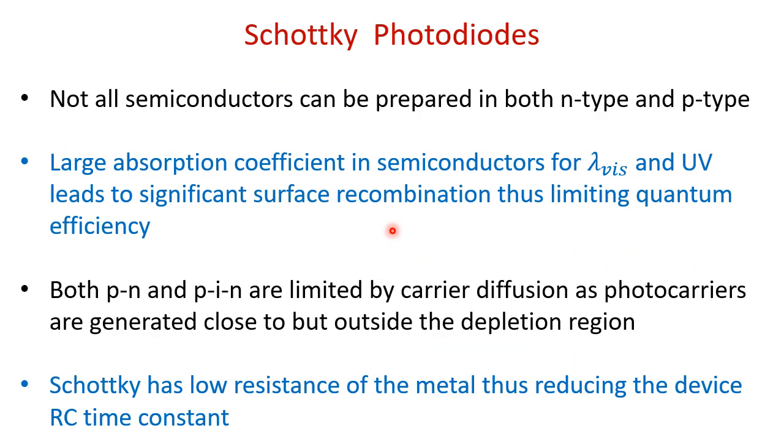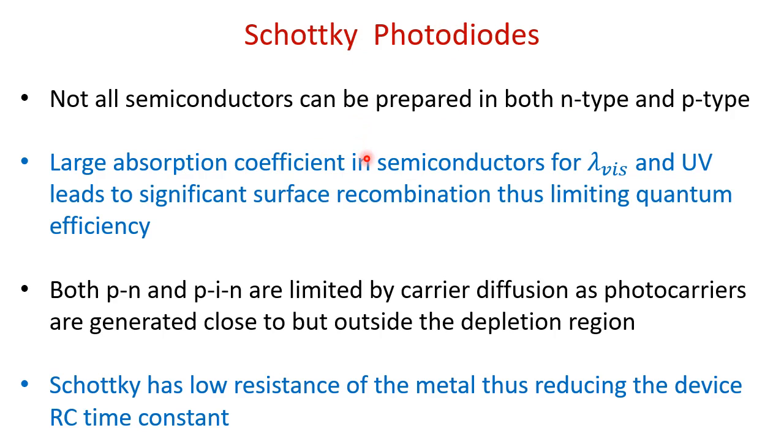So let me list out these features carefully and also give you the motivation for why Schottky photodiodes came about. First of all, not all semiconductors can be prepared in both N-type and P-type. That limits the possibility of making PN junctions. So here you require only one type of semiconductor, and you can certainly put a very thin layer of metal on top of it to make a Schottky photodiode.